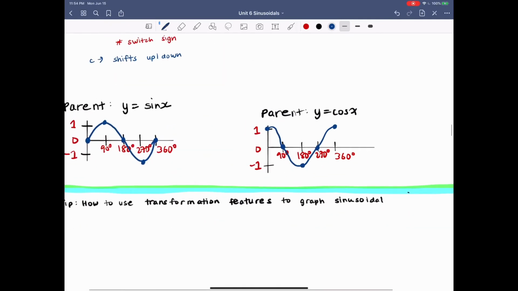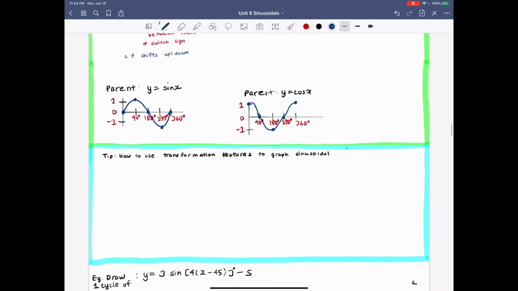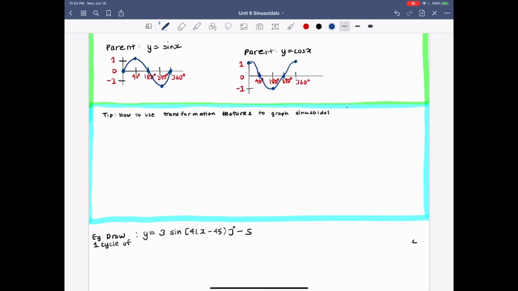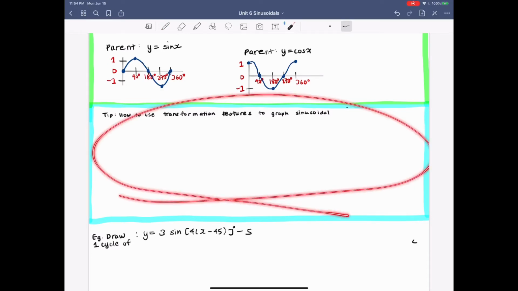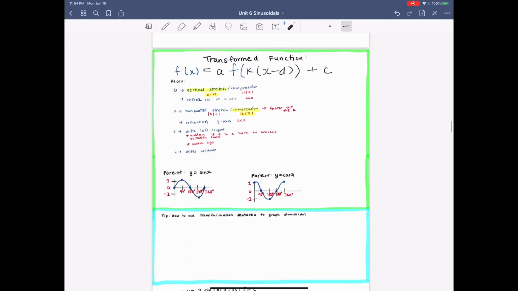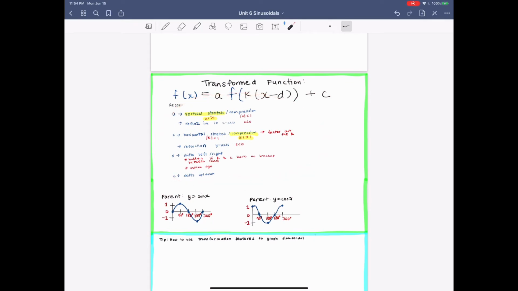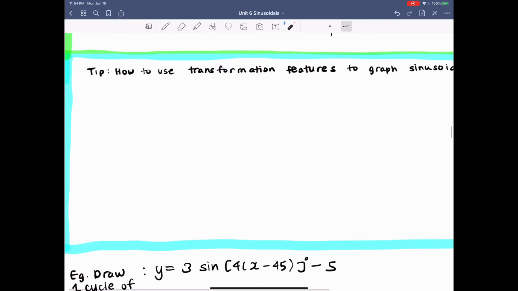And there's your cosine. So the reason I need to bring this up is I need to give you some tips on how to use transformation features to graph sinusoidals. I find that it is a lot easier to graph sinusoidals once you really get this down. And I actually use this versus the transformation features when graphing sinusoidals. You'll see in a minute maybe why that is.